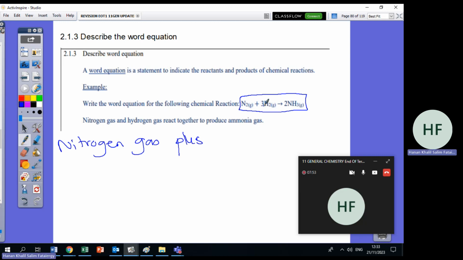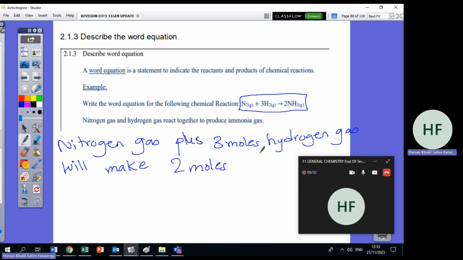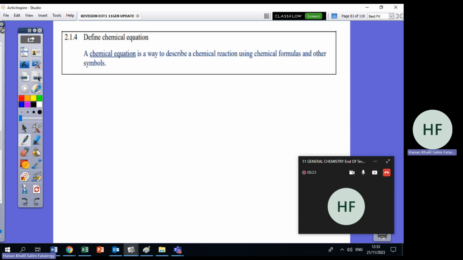now 3 is 3 moles. H is hydrogen. And G is gas. Will make, or you can say will produce, 2 moles of NH3. Okay, and NH3 is also a gas. So I changed my chemical reaction into a word equation. This means that this is a word equation.